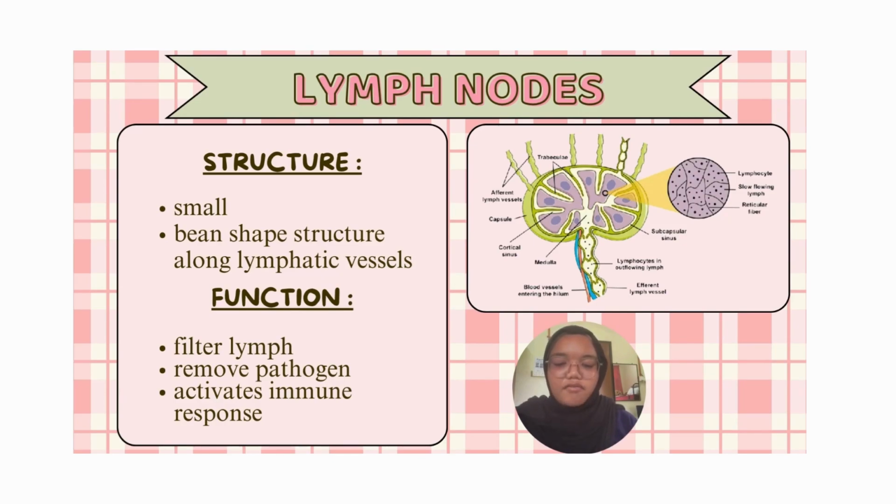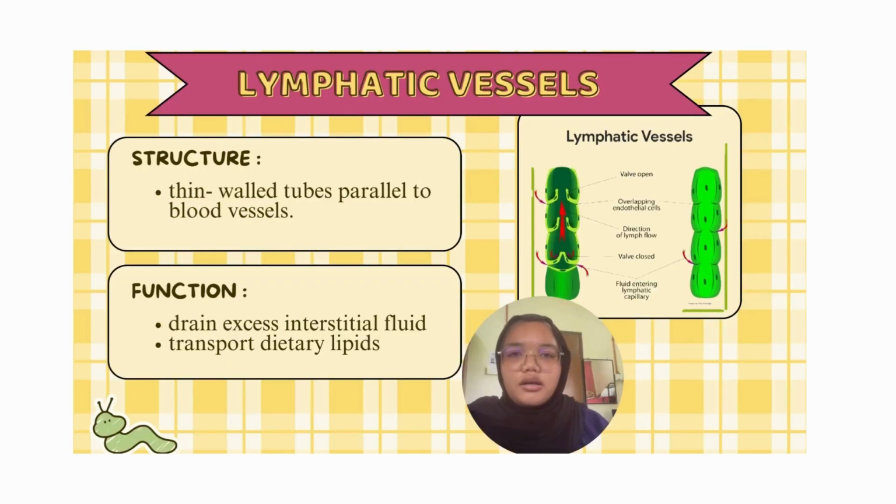There are many afferent lymphatic vessels bringing lymph into lymph nodes, and only one or two efferent vessels transport lymph out of the lymph node. Now the lymphatic vessels. The structure of a lymphatic vessel is a drain, a tube parallel to blood vessels. It has two functions, which are to drain the excess interstitial fluid and transport dietary lipids.